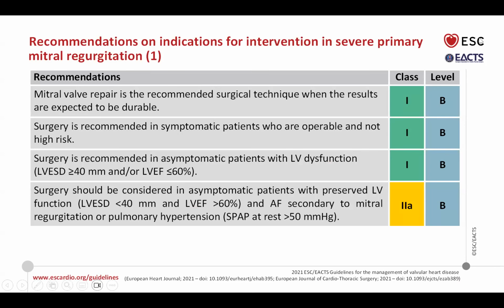Now, this is for the ESC. For primary regurgitation, primary MR, they're almost the same. It's just that the language is simpler, so they used fewer words.